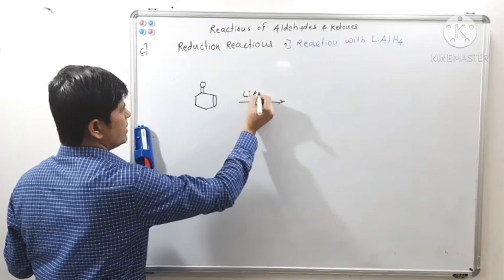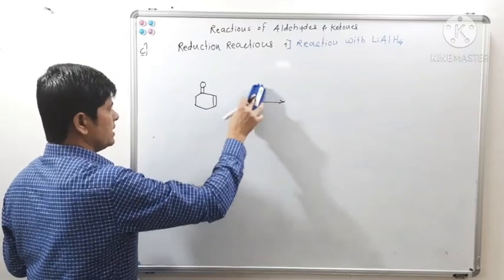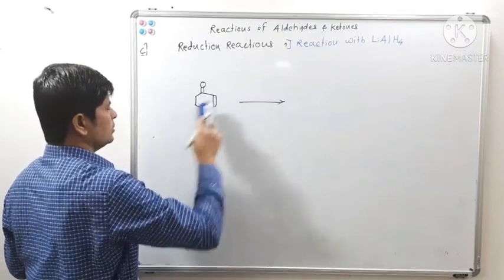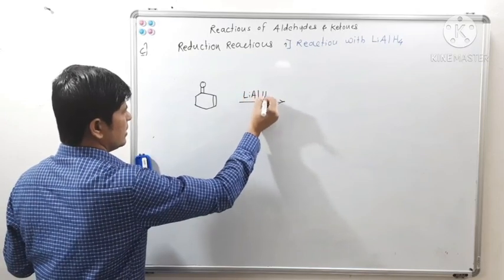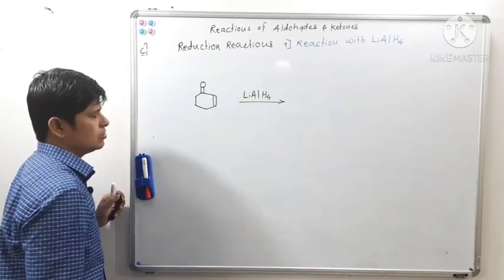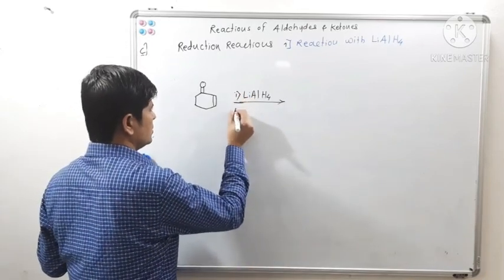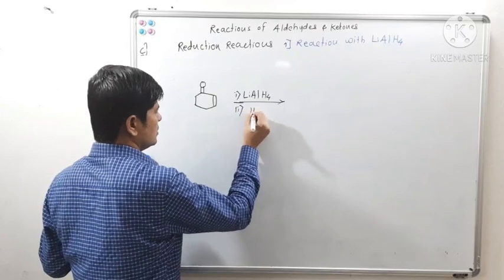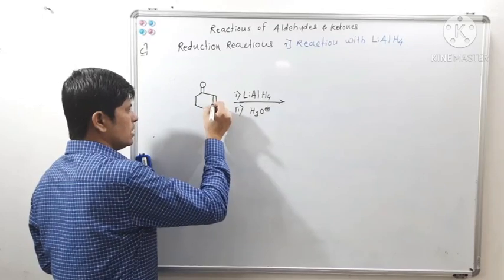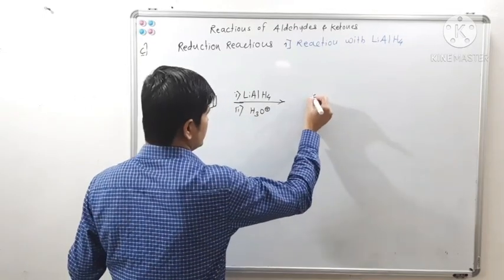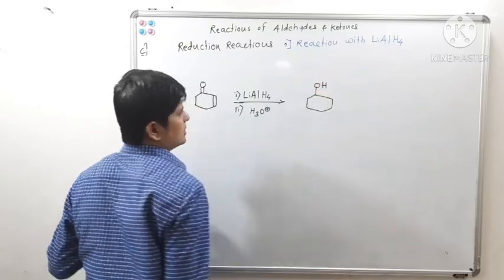Suppose we have carried out the reaction of an alpha beta unsaturated ketone with lithium aluminum hydride. So what will happen? This carbon-carbon double bond will also get reduced, isn't it? So what product will you get here? You will get this product.